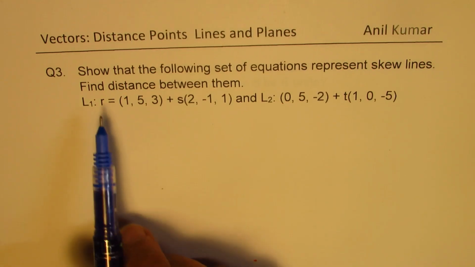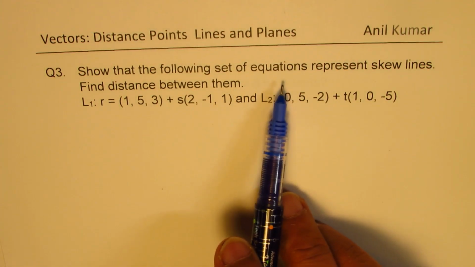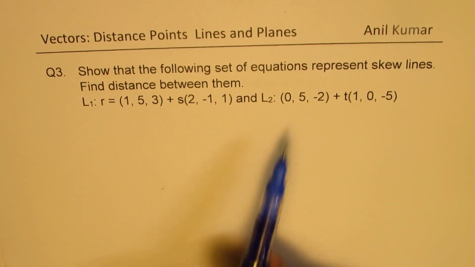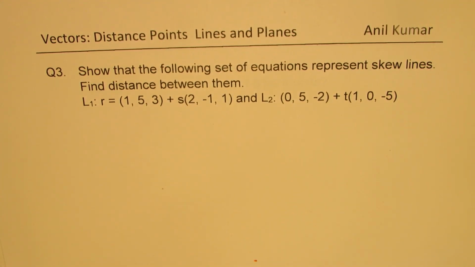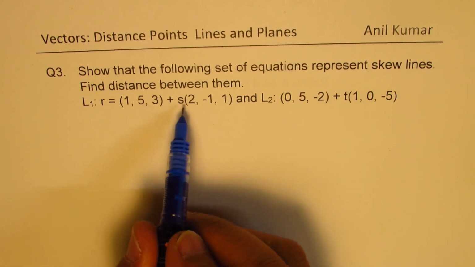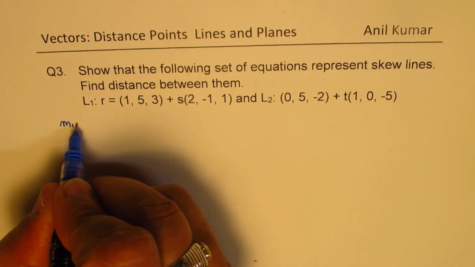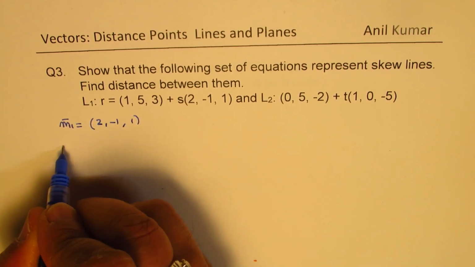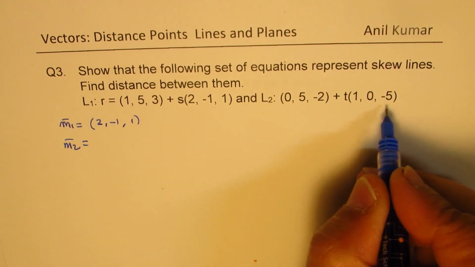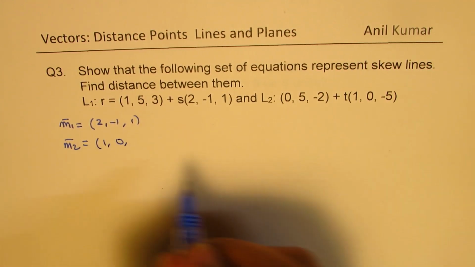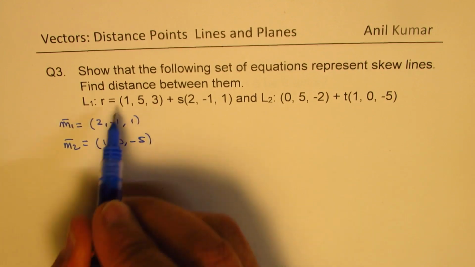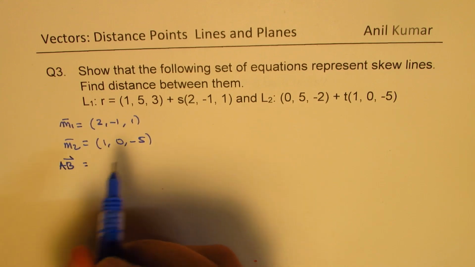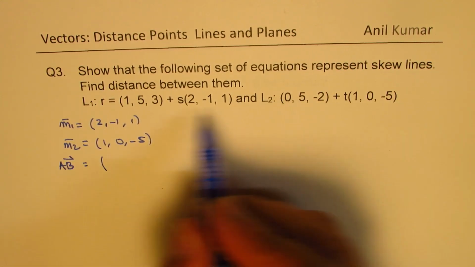Question number 3 is, show that the following set of equations represent skew lines. Find the distance between them. There are 2 lines given to us. To show that they are skew lines, let's consider their directions. M1 is given to us as 2, minus 1, 1. M2 is given to us as 1, 0, minus 5. And let's consider these 2 points A and B.